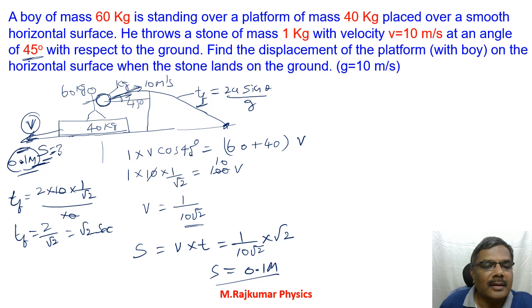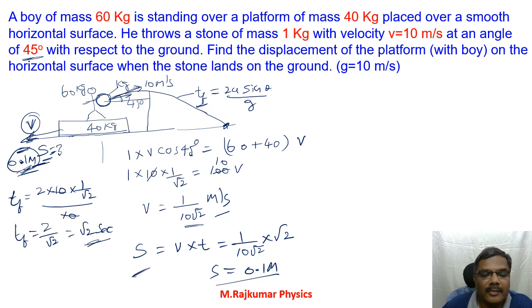Because the surface is smooth here, the platform moves because of the law of conservation of momentum. The momentum this boy has gained by throwing this ball at an angle of 45 degrees will be transferred to the platform. So the platform will move in the opposite direction, and it will cover a distance of 0.1 meter. Also this platform will move with the velocity of 1 by 10 root 2 meter per second, for 0.2 second. That's the solution for this particular problem. The next problem.